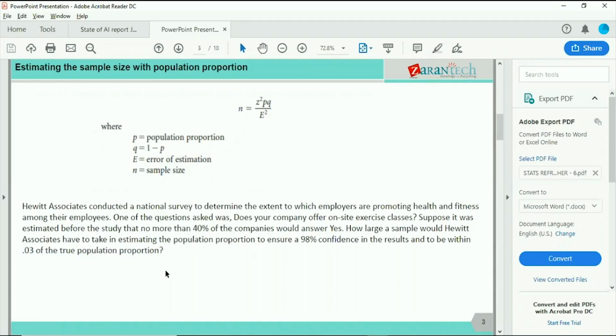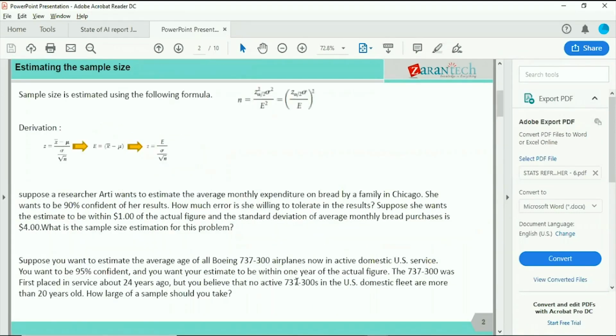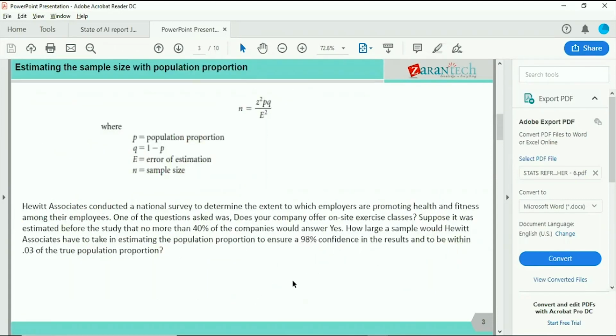Okay. So now, what do we have? What is P? P is 0.03, to be within. Do you find similarity between this question and the earlier question? Yes, we are trying to find the sample. And what else? There's a population.